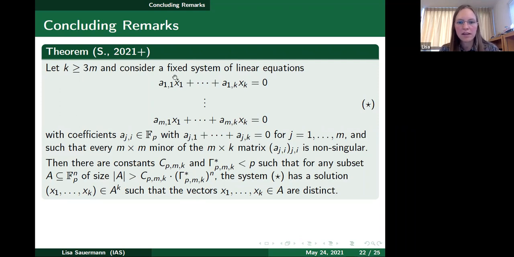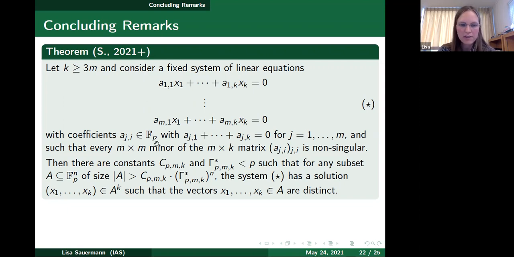So here's again our main theorem about these distinct solutions. So k is at least 3m, and we consider a fixed system of linear equations of this form, where we assume that the coefficients are in Fp, where p is fixed, the system is fixed, and for each equation in the system, the variables sum up to 0. And then we also have this genericity assumption, so that every m by m minor of this m by k matrix of these coefficients here is non-singular.